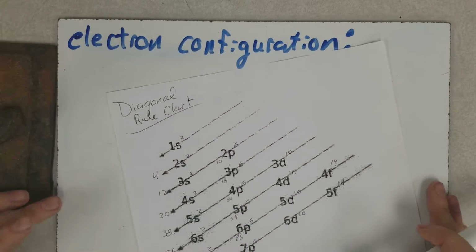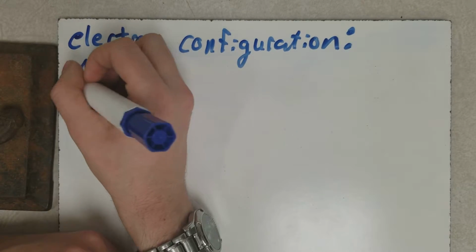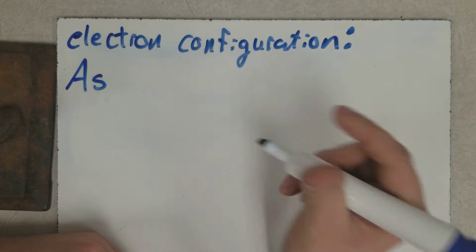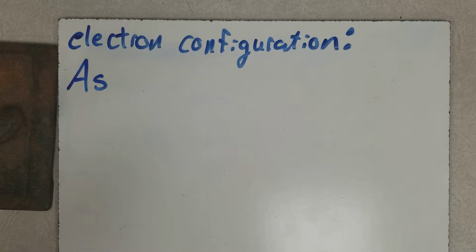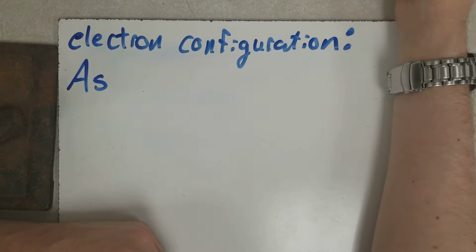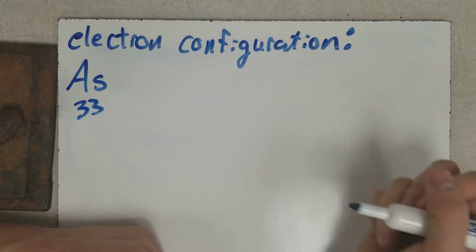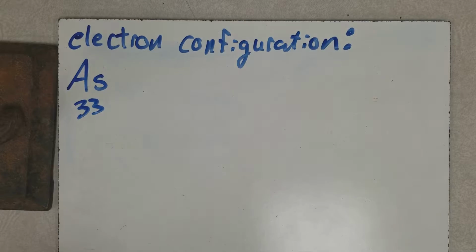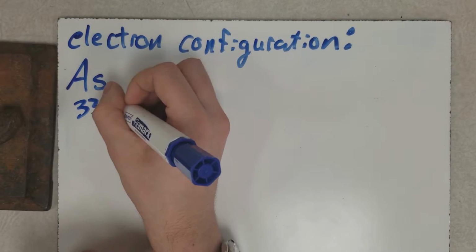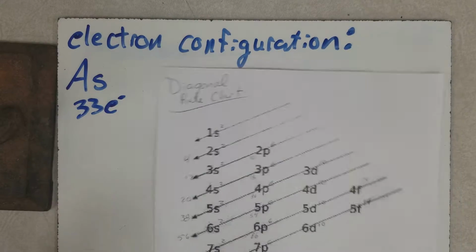So first thing we have to do is figure out which element we're going to use. With this example, I'm going to start with arsenic, so As. When we look at a periodic table, arsenic's atomic number is 33, so then we know that it has 33 electrons.